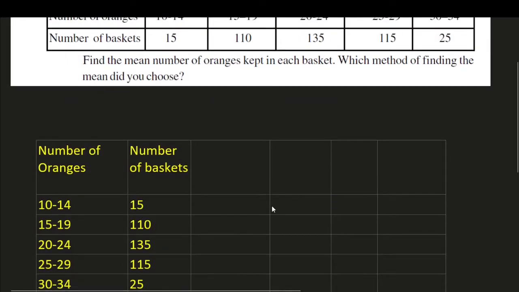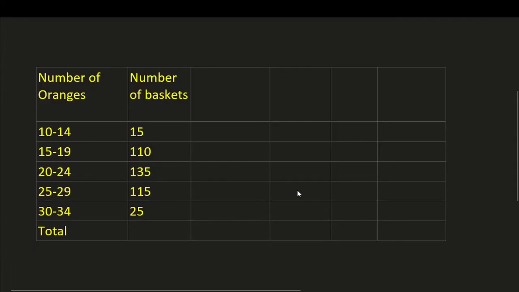Here I have written the number of oranges and the number of baskets as vertical columns. Here we have to find the mean number of oranges kept in each basket. Which method of finding the mean did you choose? Now let us proceed with the calculations and thereby we can get an idea of choosing the method. Number of oranges are class intervals, number of baskets are frequencies, fi.